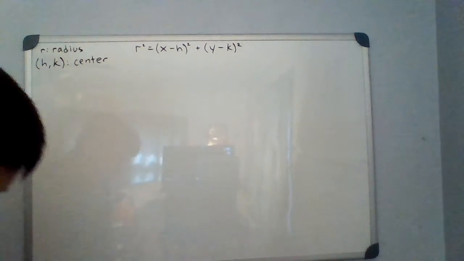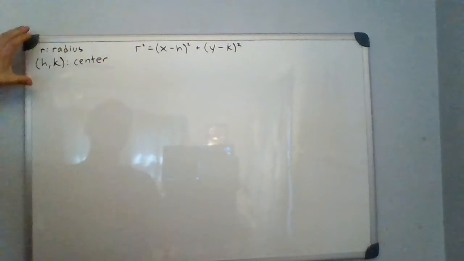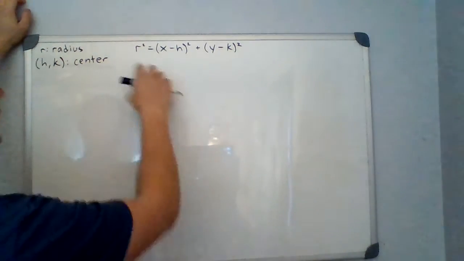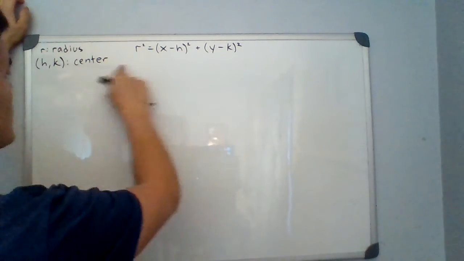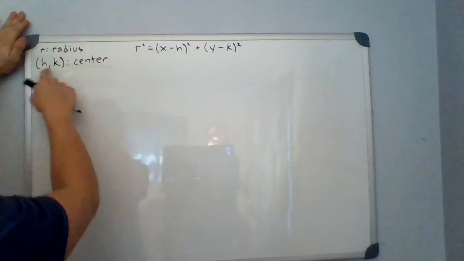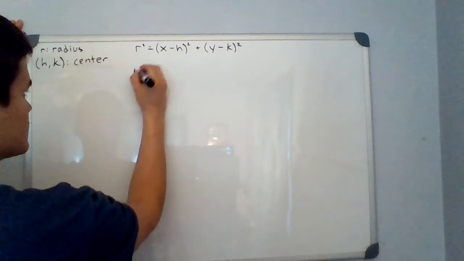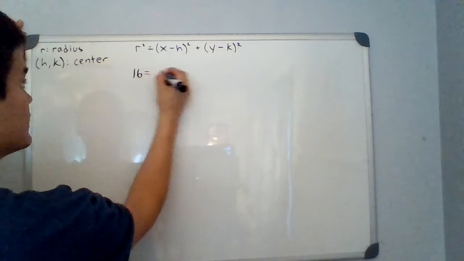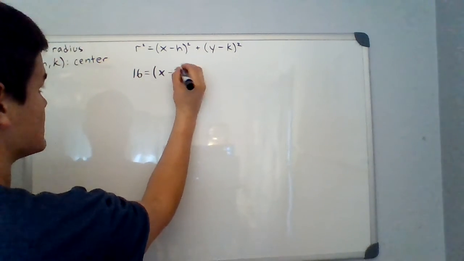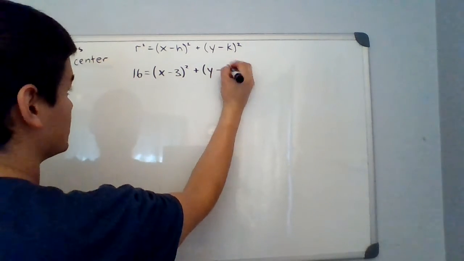Alright, in this video I want to demonstrate what the equations for circles are going to look like. In the last video I showed that this is the algebraic equation for a circle given a radius r and a center at (h, k). So what that's going to generally look like, I'll just do an example here: 16 is equal to (x minus 3) squared plus (y minus 1) squared.